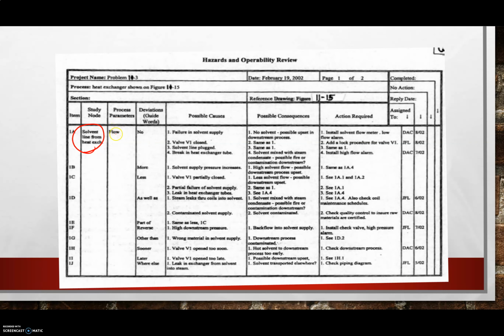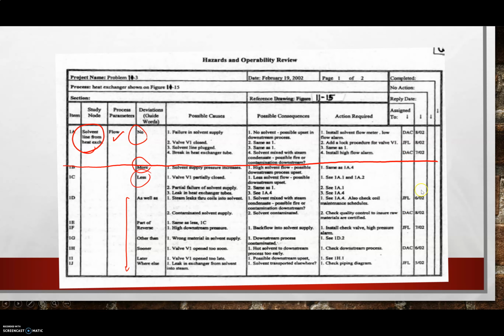So we start with process parameter of flow. Then you have your guide words of no, more, less, and so on. With no flow, what are the possible causes? Then you have the possible consequences and also the action required. Then you change your guide words, using more flow, from your solvent line of heat exchanger.